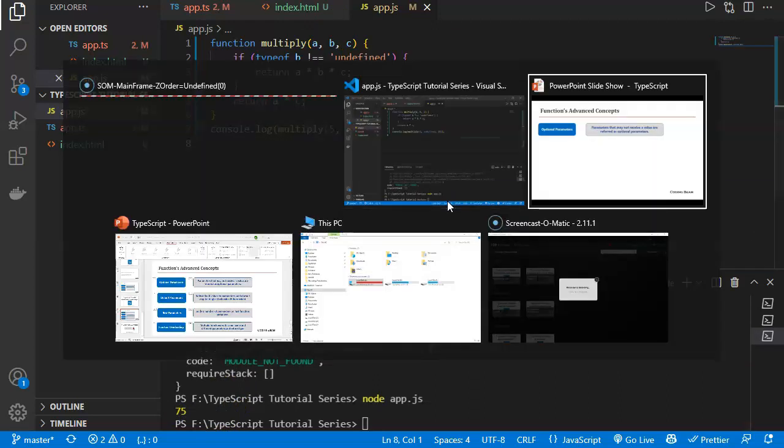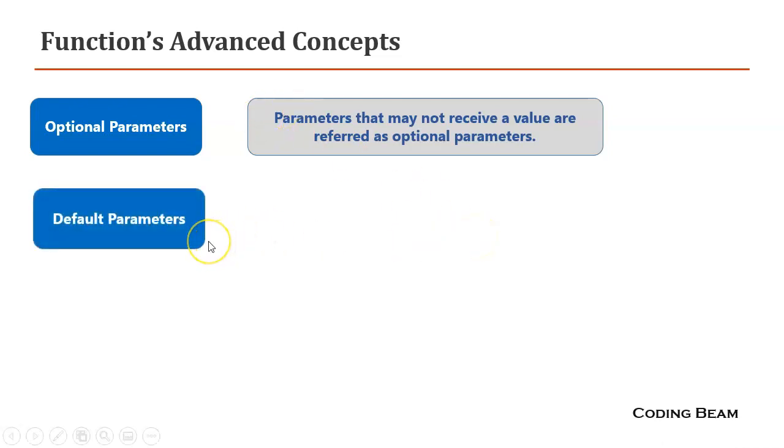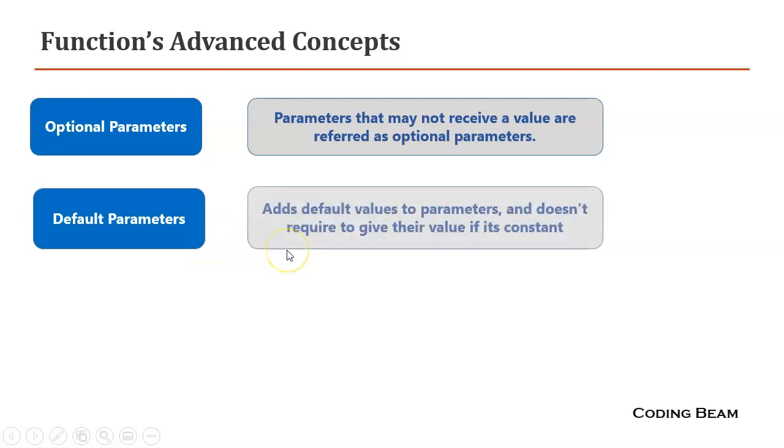Now we will see the next advanced concept, which is default parameters. TypeScript provides the option to add default values to parameters. If the user does not provide a value as an argument, then TypeScript will initialize the parameter with the default value which we give, and a default parameter can have the same behavior as optional parameters. The default parameter must follow the required parameters in the function signature.